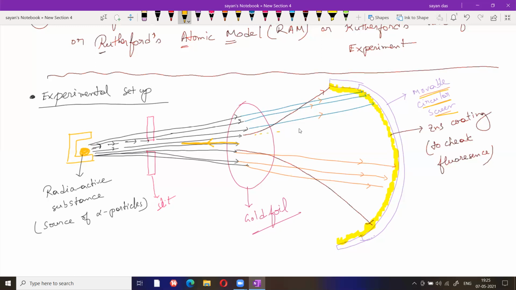This angle I am taking, suppose I am taking alpha or theta. This angle I am taking theta. This angle also I am taking theta. This theta is basically the deviated angle. Theta is nothing but the deviated angle.